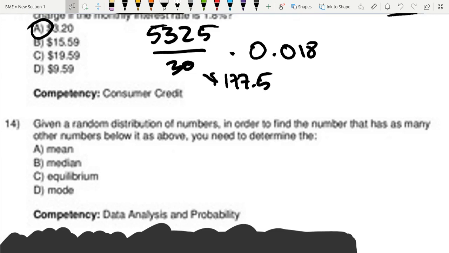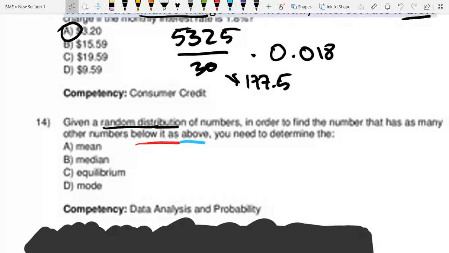Today we are on part 3 of our Introduction to Financial Math practice test. Our first question is, given a random distribution of numbers, in order to find the number that has as many other numbers below it as above, you need to determine the. Let me zoom in a bit more.